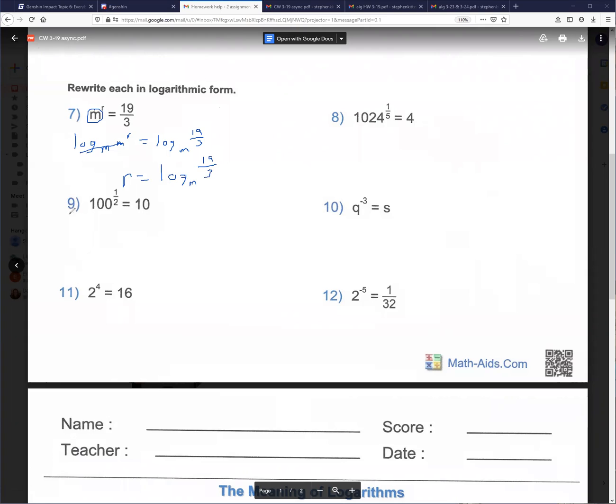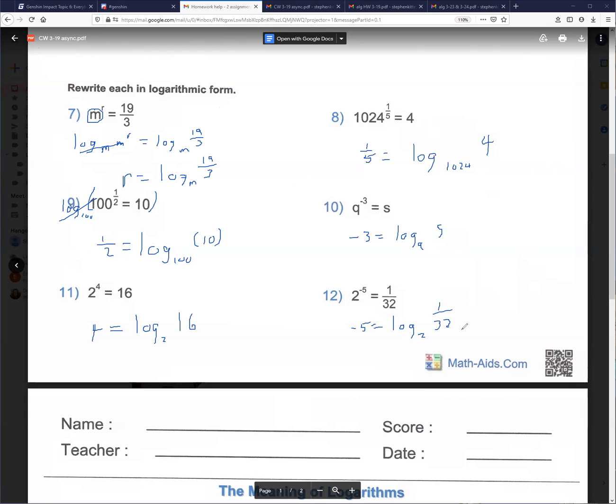over 3. All right, we're going to do log 100 of both sides. And so this cancels on the left side in 1/2, but we now have log of 100 on the right, and that's being applied to 10. And similarly, 4 is equal to log base 2 of 16. 1/5 is equal to log base 1024 of 4. -3 is equal to log base q of s, and -5 is log base 2 of 1 over 32nd.